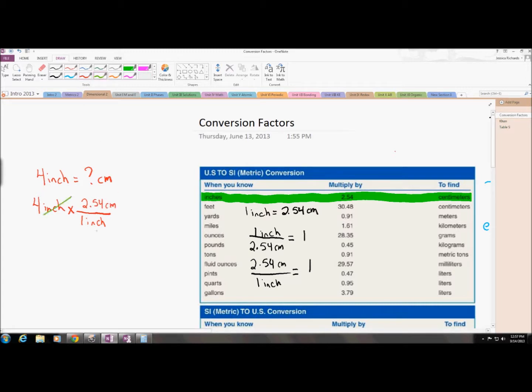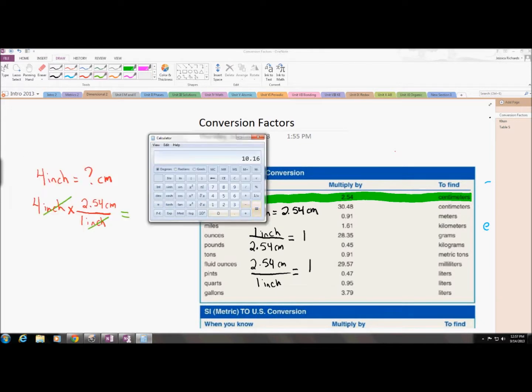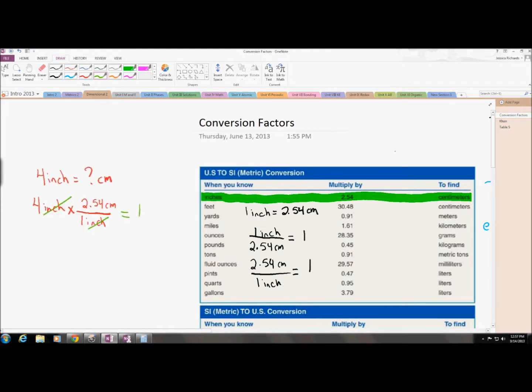Inches are going to cancel. And now I just have to do the math. So I'm going to pull up my calculator. 10.16. So 10.16, and the units I have left are centimeters.